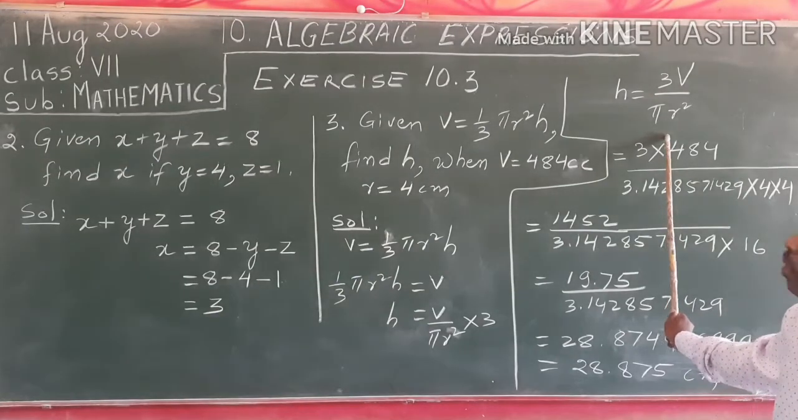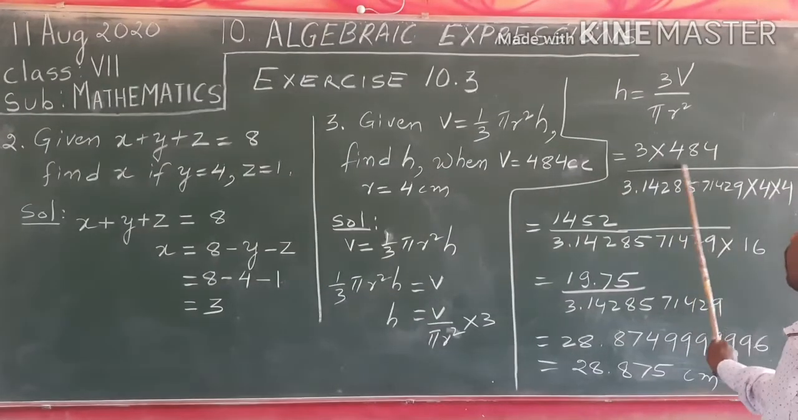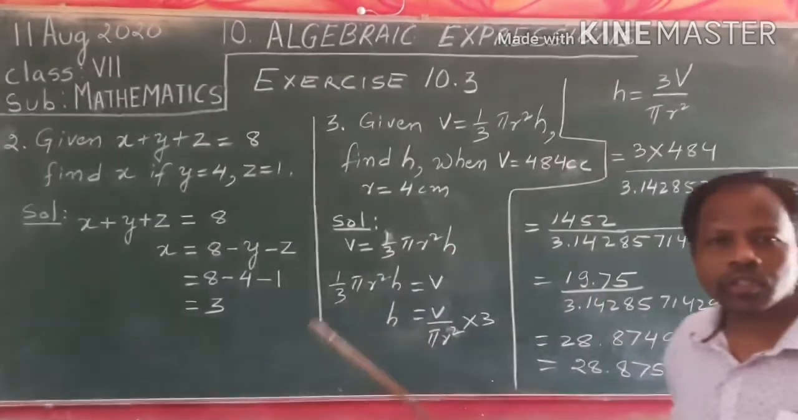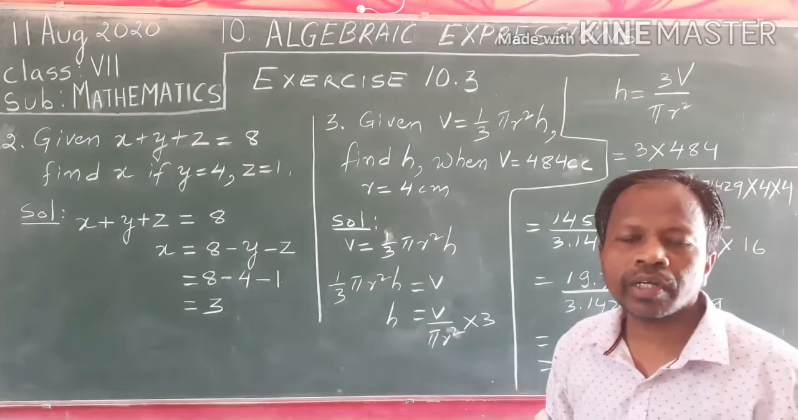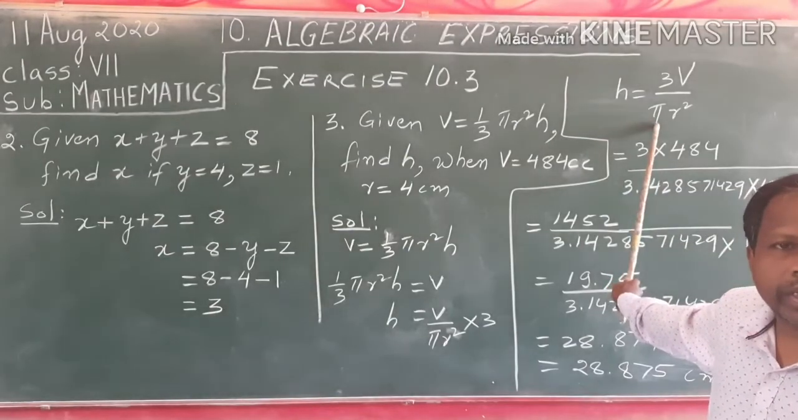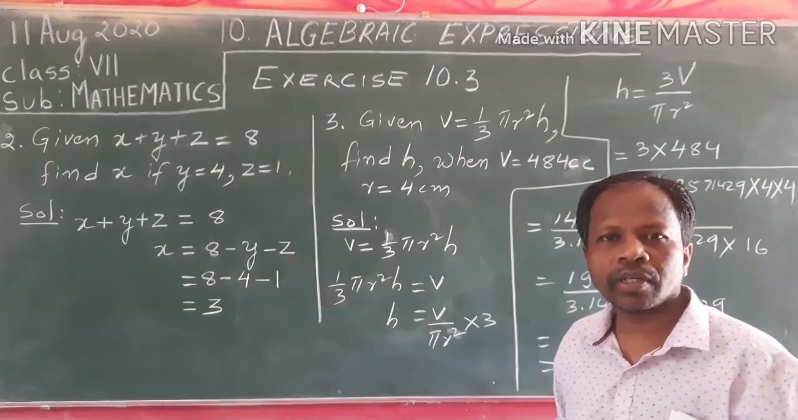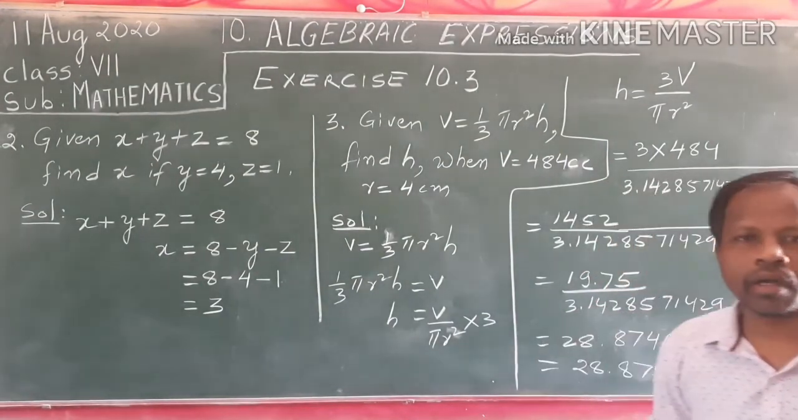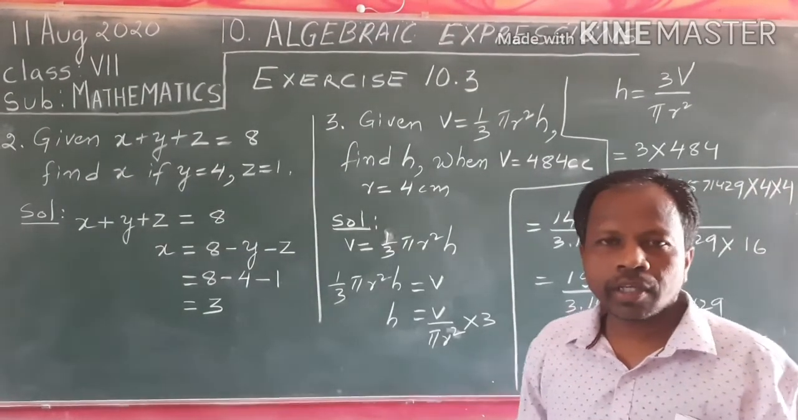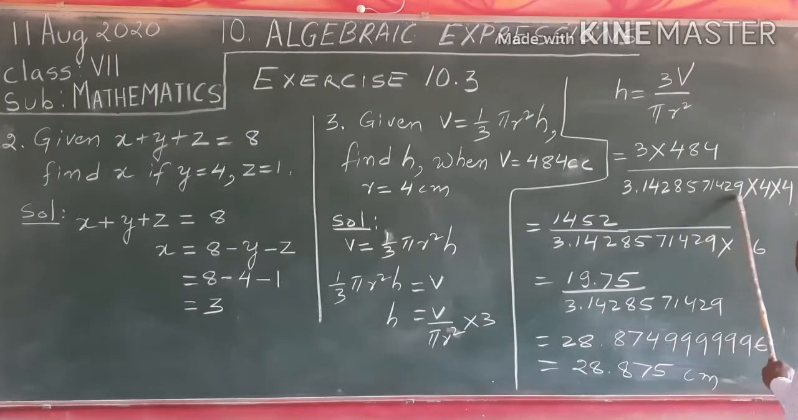Now substitute the values. In place of v, we will write 484. So 484, and then 3 as it is. And the value of pi is 22 by 7. If you divide it, you will get some big number. The value of pi is 22 by 7, so we get 3.142 actually. But when you divide in the calculator, you will get a long answer, and the decimal places are very long. For the sake of simple calculation, I have written the entire thing. You can omit from here.